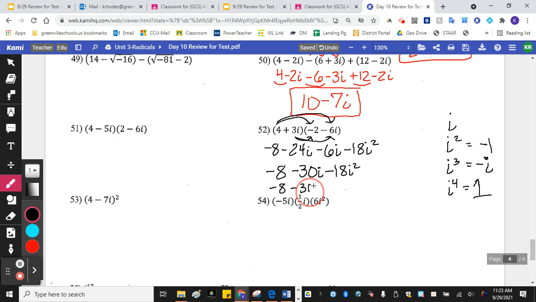So I'm going to replace 18 i squared with negative 1. So it's positive 18. Negative 8 plus 18 is 10.